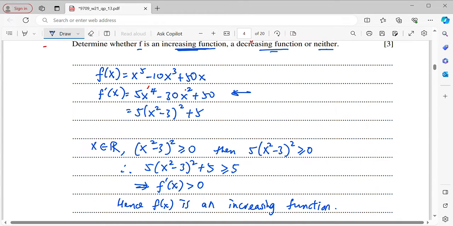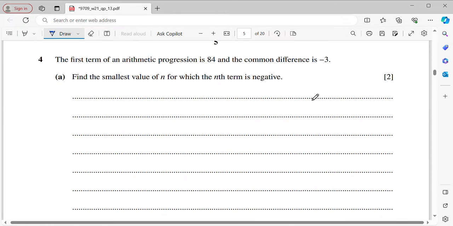Okay, so that's all for this solution. Okay, now next question, question number 4. The first term of an arithmetic progression is 84, and the common difference is minus 3. A, find the smallest value of n for which the nth term is negative. So now arithmetic progression, first term is 84, common difference is minus 3.